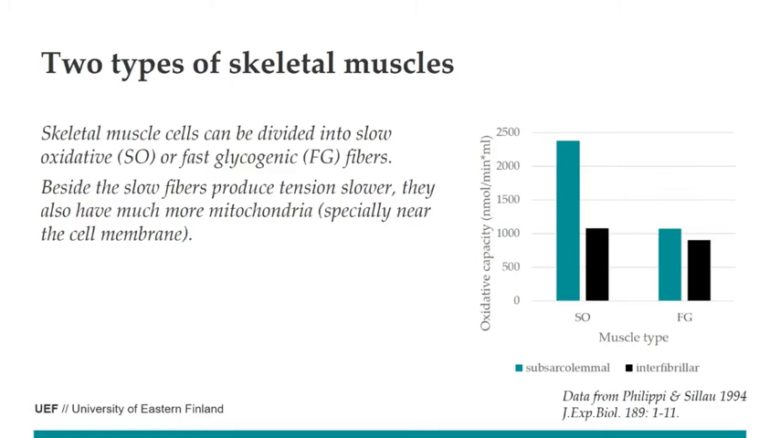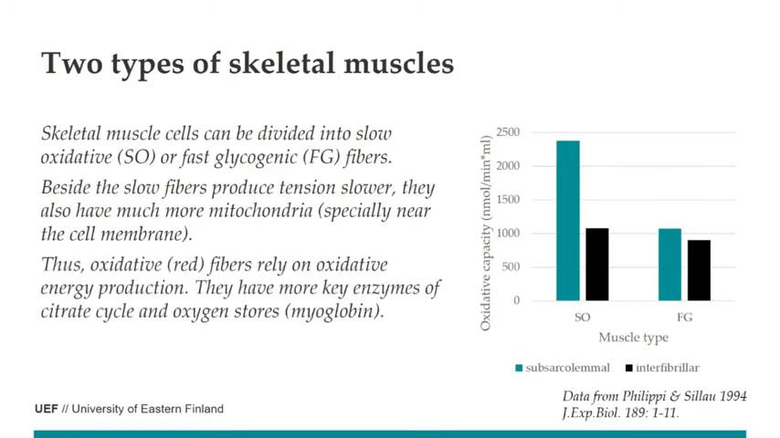If there are more mitochondria, it means that these oxidative fibers, also called red fibers, rely on oxidative energy production. There are more key enzymes of the citrate cycle, and they have more myoglobin, so there is an oxygen store. And because it's working all the time, it's quite difficult to increase the power in these kinds of fibers.